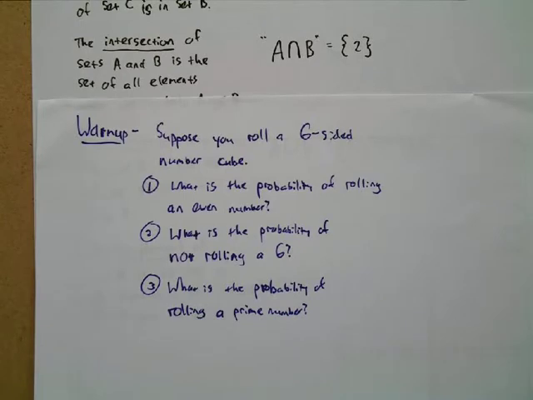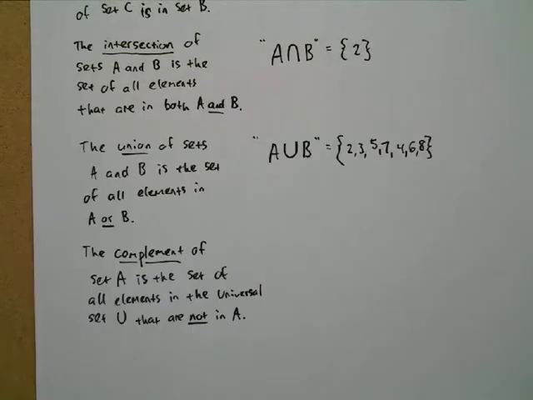What's the universal set for a die? In other words, what are all the possibilities for a die? 1, 2, 3, 4, 5, 6. Those are the numbers in the universal set, right? So not rolling a 6, that's the complement of rolling a 6. Not rolling a 6 is 1, 2, 3, 4, or 5. It's all the other numbers in that set.